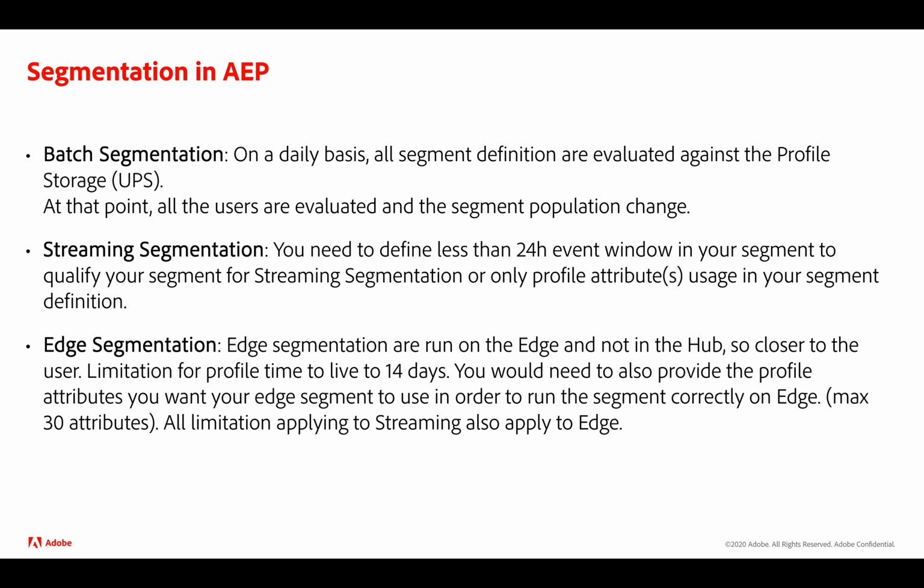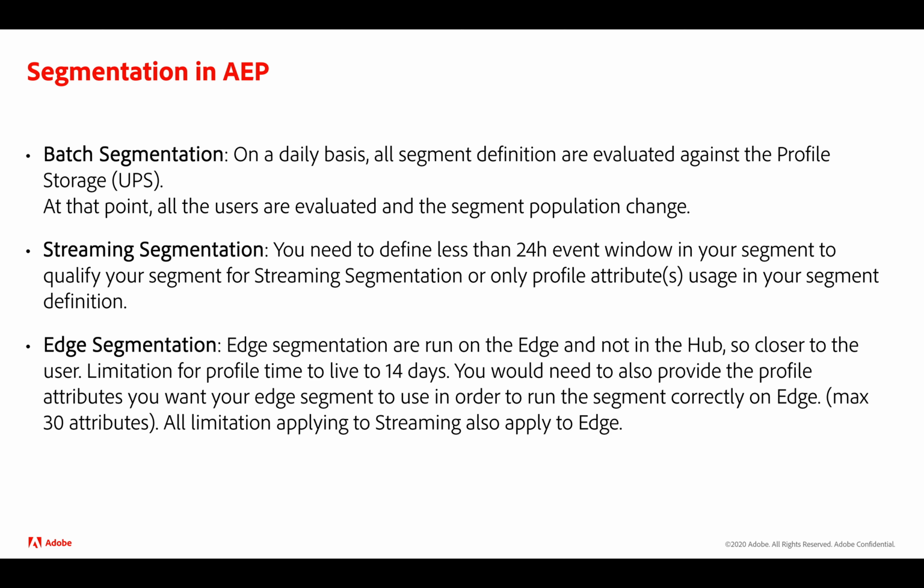Another way is actually if you have only profile attributes in your segment, then it can also be a streaming segmentation. So turning it around, any segmentation that contains events with a time frame longer than 24 hours will not be possible to have in streaming segmentation logic. If you are doing pure profile attributes, it's possible to have streaming segmentation. Or if you have an event that has less than 24 hours, it's possible to have streaming segmentation. As I said before, streaming segmentation only allows one merge policy rule attached to it.